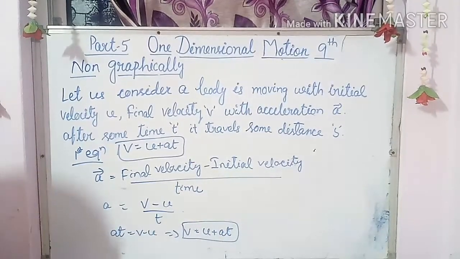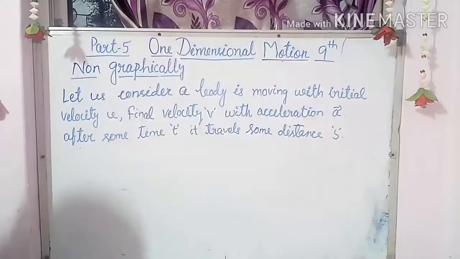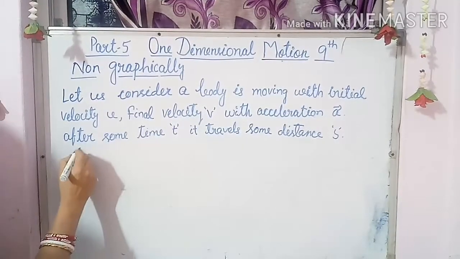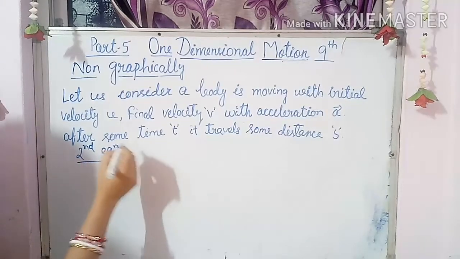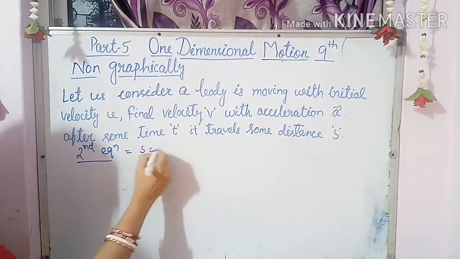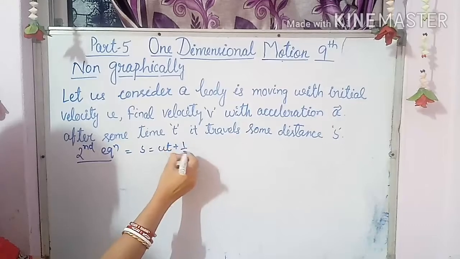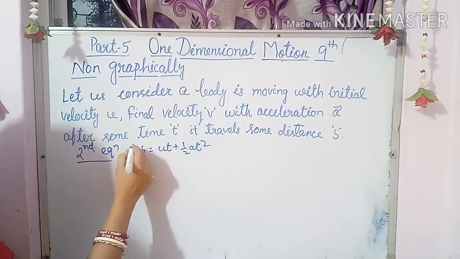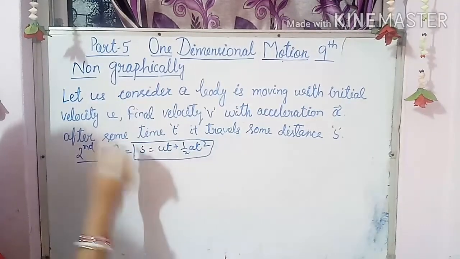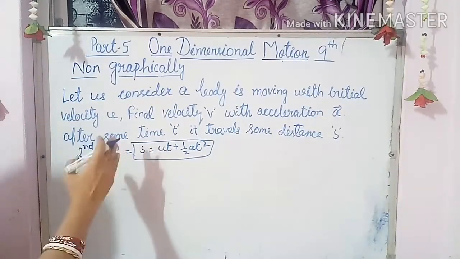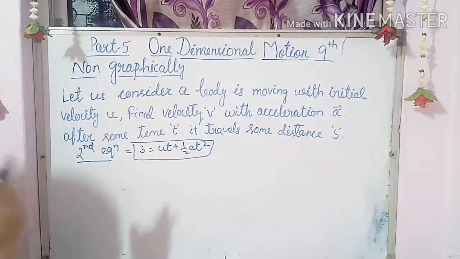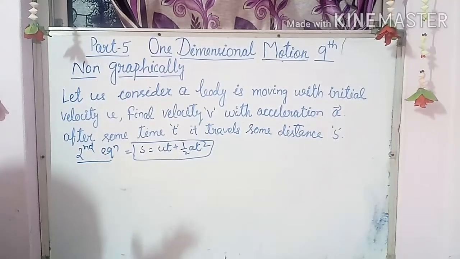Now go to the second equation of motion. Children, you can see what our second equation is. Already I have told, s equal to ut plus half at square. So what was our motto there? To find out the distance. Here also our motto is to find out the distance, but from the definition, not from the graph.